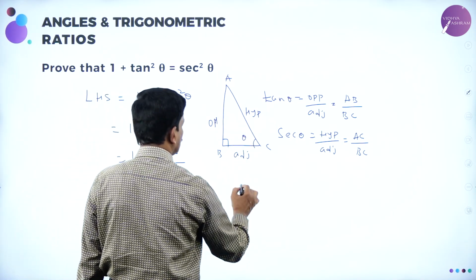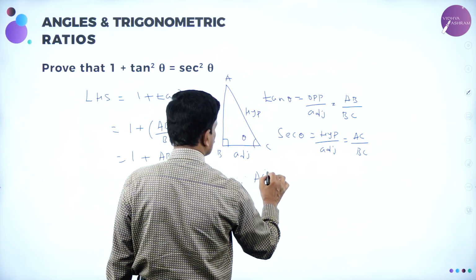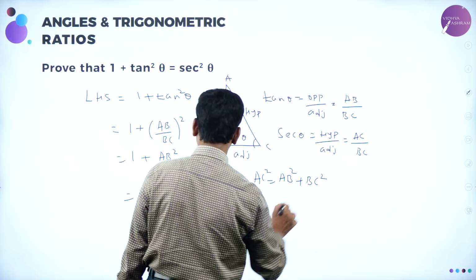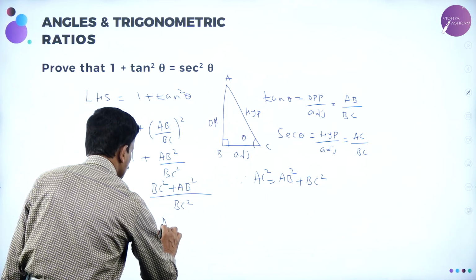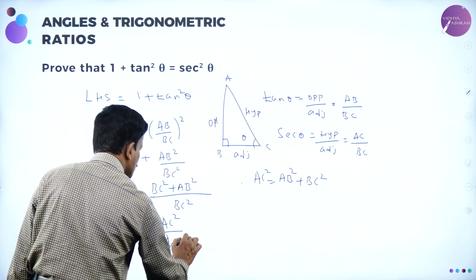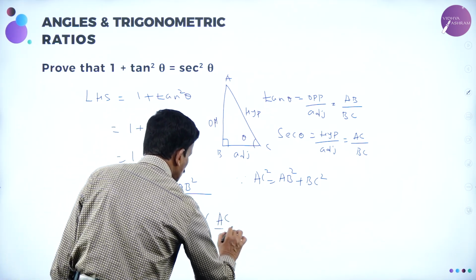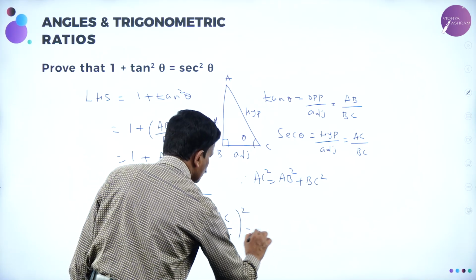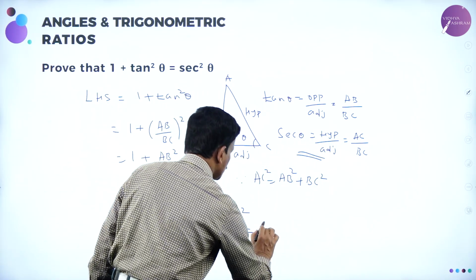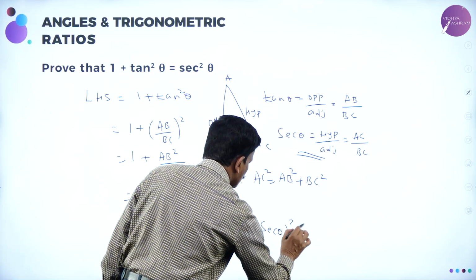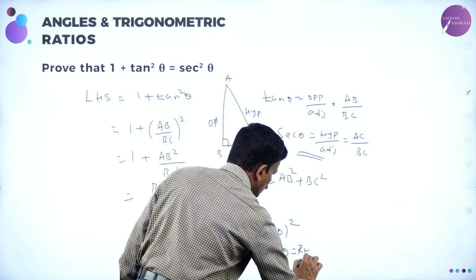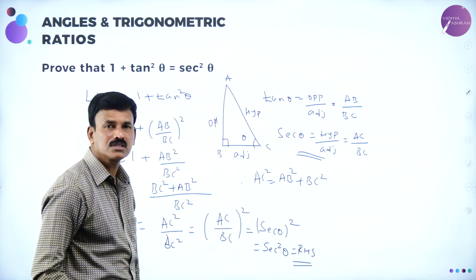Now, if you apply Pythagoras theorem for this, what is AC square? AC square is equal to AB square plus BC square. So, AB square plus BC square can be written as AC square divided by this BC square as it is. This is nothing but AC by BC whole square. Now, what is AC by BC? AC by BC is equal to secant theta. Secant theta whole square, that is nothing but secant square theta, which is the required RHS. That's equal to RHS. That's it.